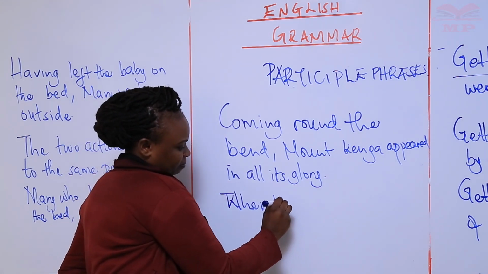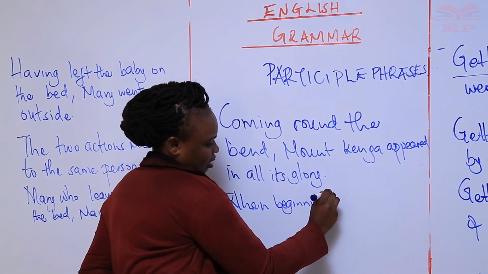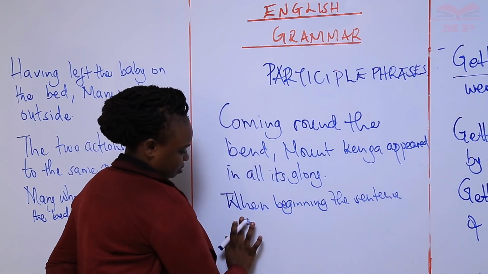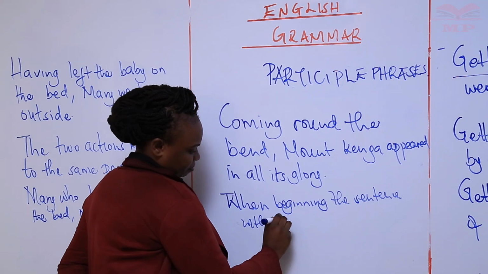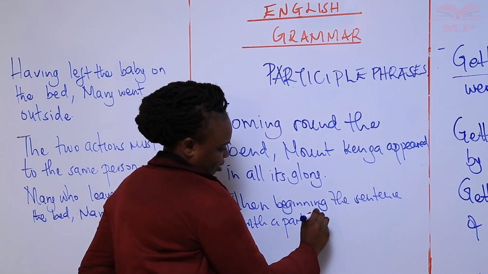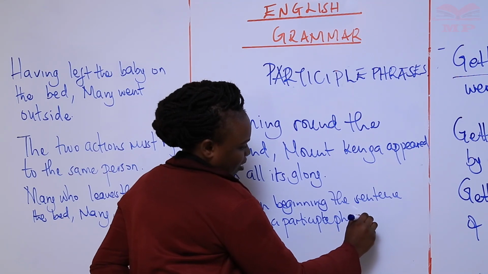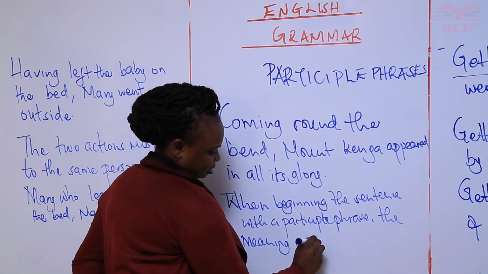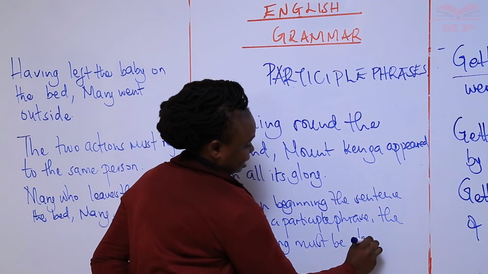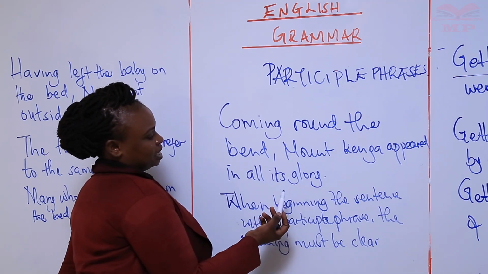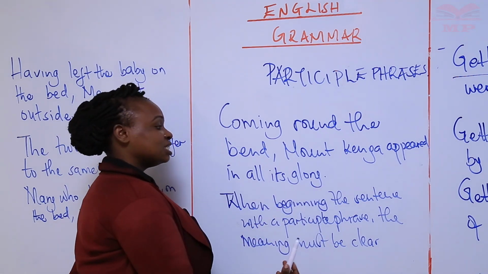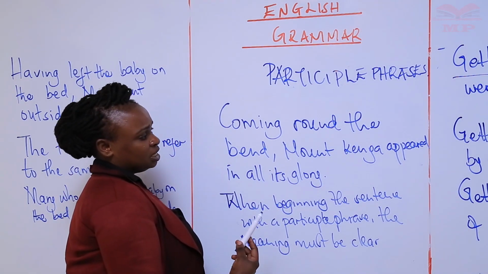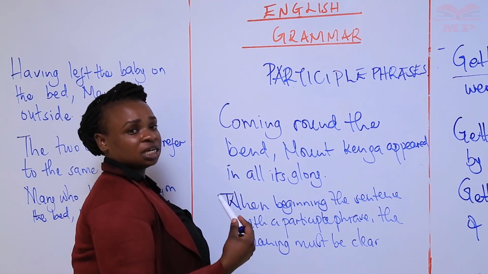when beginning the sentence with a participle phrase, the meaning must be clear, such that in this sentence, when you say coming round the bend, Mount Kenya appeared in all its glory, it means that it is Mount Kenya that came round the bend, which is something that can rarely happen. There's no way that Mount Kenya has legs and has started coming round the bend.